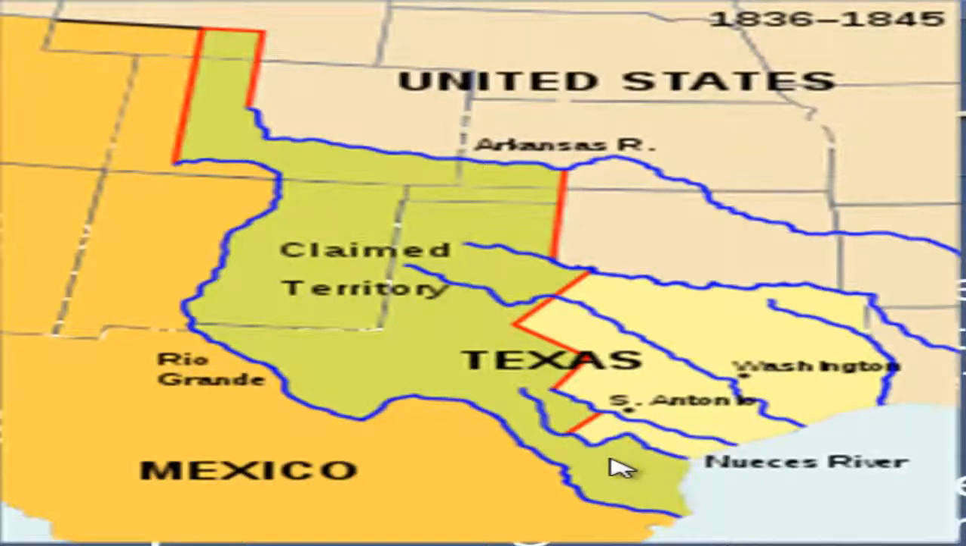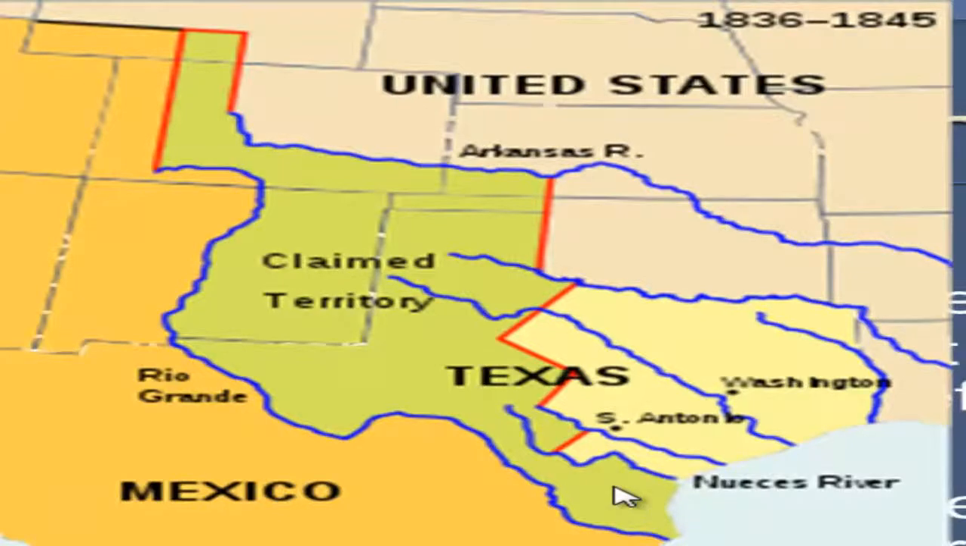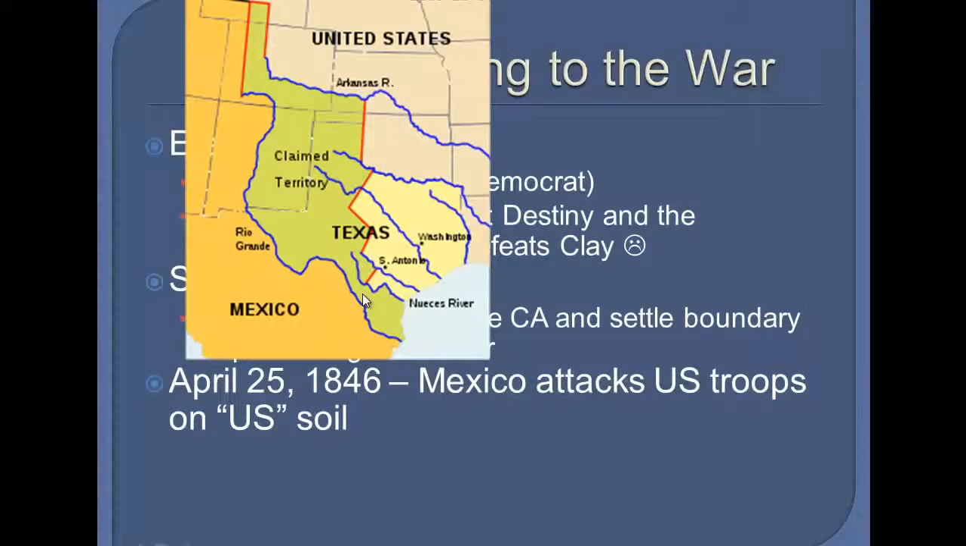So where this happens, this Mexico attacking the U.S. troops on the U.S. soil, happens right between the Nueces River and the Rio Grande River. What Mexico said was the Nueces River would be the southern boundary for Texas, and Texas said no, the Rio Grande would. So all this green area is the disputed territory. So where Mexico attacked was in between these two rivers on disputed territory.